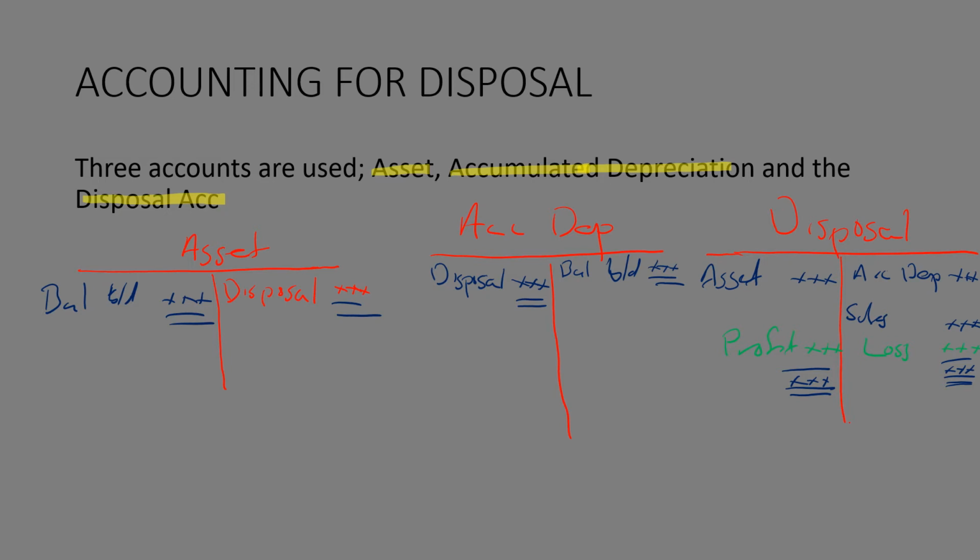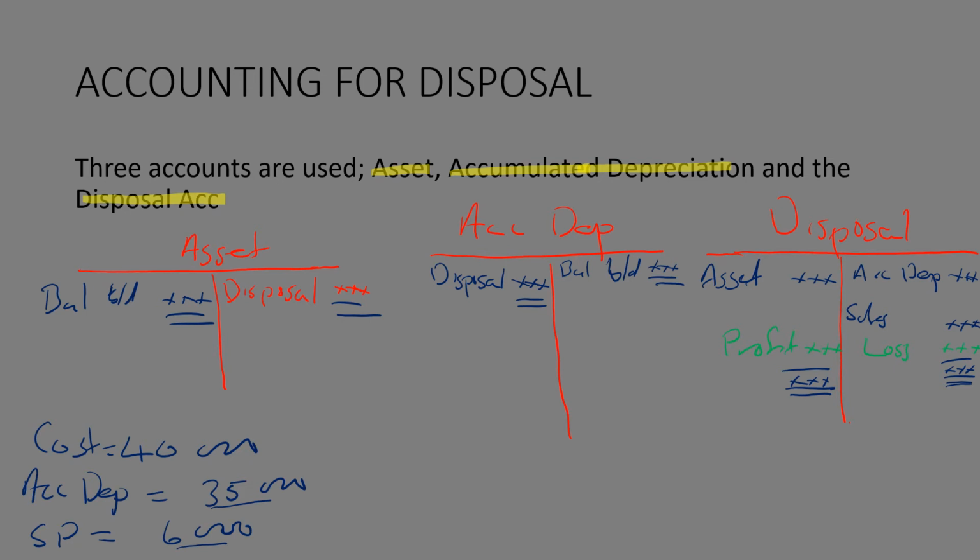In simple terms, what we're saying here is, let's say the asset was bought for 40,000, and accumulated depreciation, right, that's the cost. Then accumulated depreciation is 35,000, right. Then selling price is 6,000. So what we're saying is these two sides, the 35 plus the 6,000, they're more than 40,000, so that will be a profit.